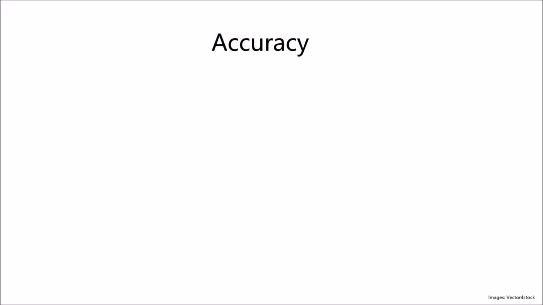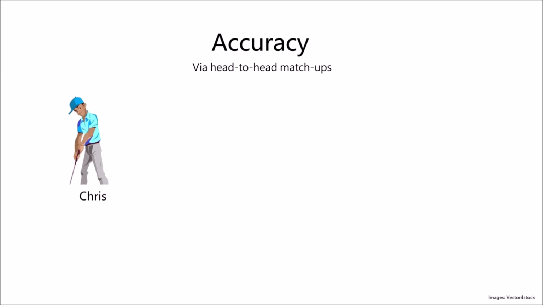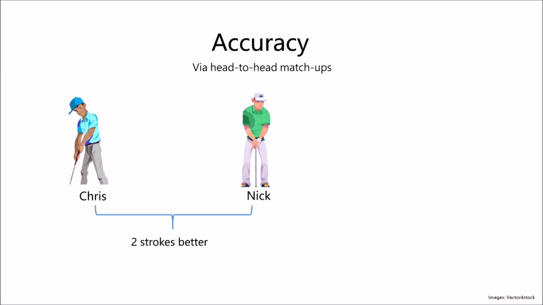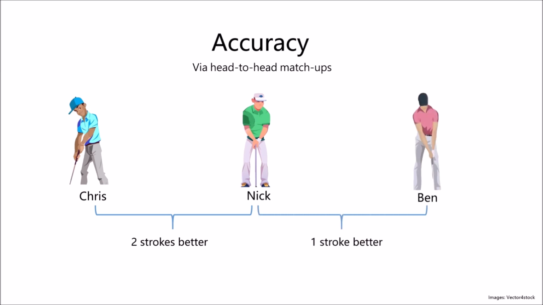The second principle is accuracy. How do we rank order golfers across tours, tournaments, and time? Easy, with the most comparable metric in golf, head-to-head matchups. Imagine you have a friend named Chris. He plays golf with Nick quite often and beats him on average by 2 strokes. Now Nick has a friend named Ben who he beats on average by 1 stroke.